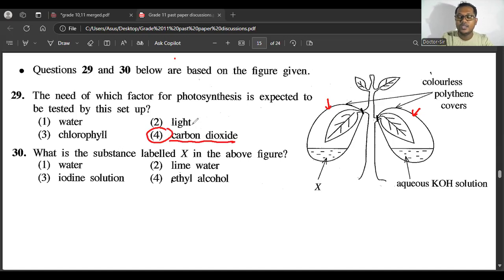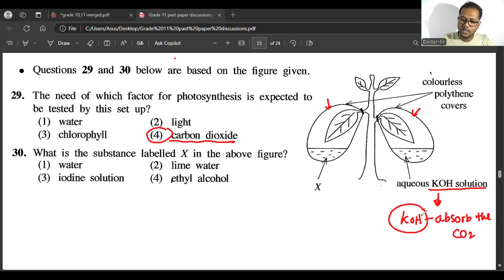Okay, right. Then in one bag we put the KOH solution. So what will happen with the KOH? KOH will absorb the CO2, right? So here, in this bag, there is no CO2. So we have to maintain CO2 in the opposite bag.